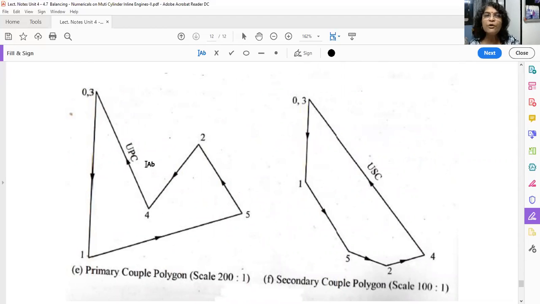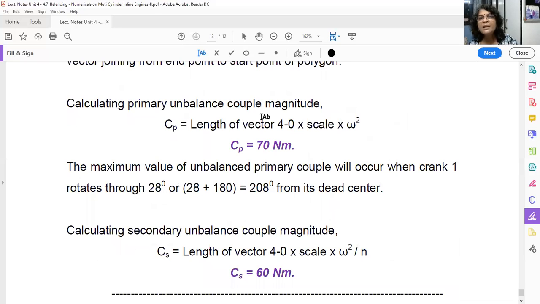Join 4 to O. Measure the length of this vector. Multiply by scale. Multiply by omega square. That will give you unbalanced primary couple. So length of a vector 4O into scale into omega square will give you 70 Newton meter. This is your unbalanced primary couple.